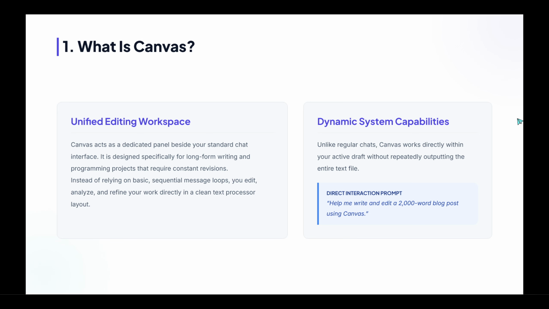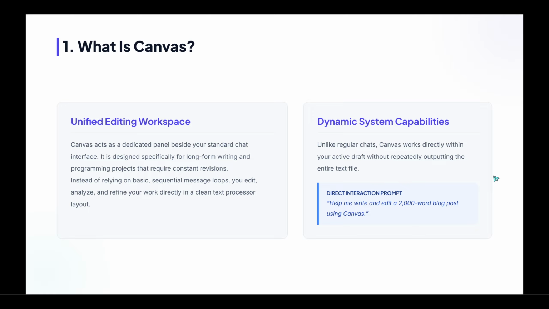It gives you a more structured environment than a standard conversation, which makes organizing, revising, and improving large projects much easier. To get started, open a project in Canvas and begin writing directly, or paste in content you've already drafted elsewhere. You can start with a quick outline or drop in a full article. Both approaches work. If you're not sure what to say, try a simple prompt like, "Help me write and edit a 2,000-word blog post using Canvas."